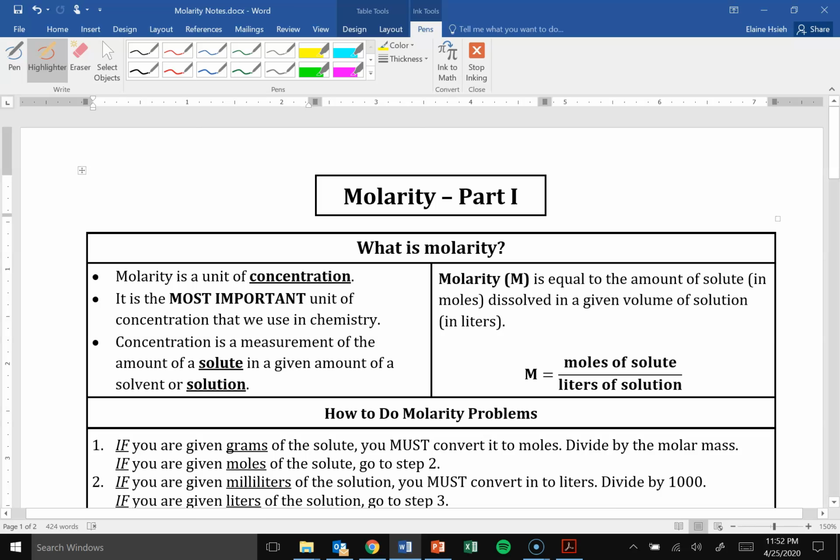So let's start by talking about what is molarity. Molarity is a unit of concentration. Now, concentration is a measurement of the amount of a solute that is in a given amount of a solvent or solution. Now remember, a solute is just the stuff that's being dissolved in a solution. So what we're looking at is how much stuff is dissolved into a solution. The more stuff that's dissolved, the more concentrated it is.